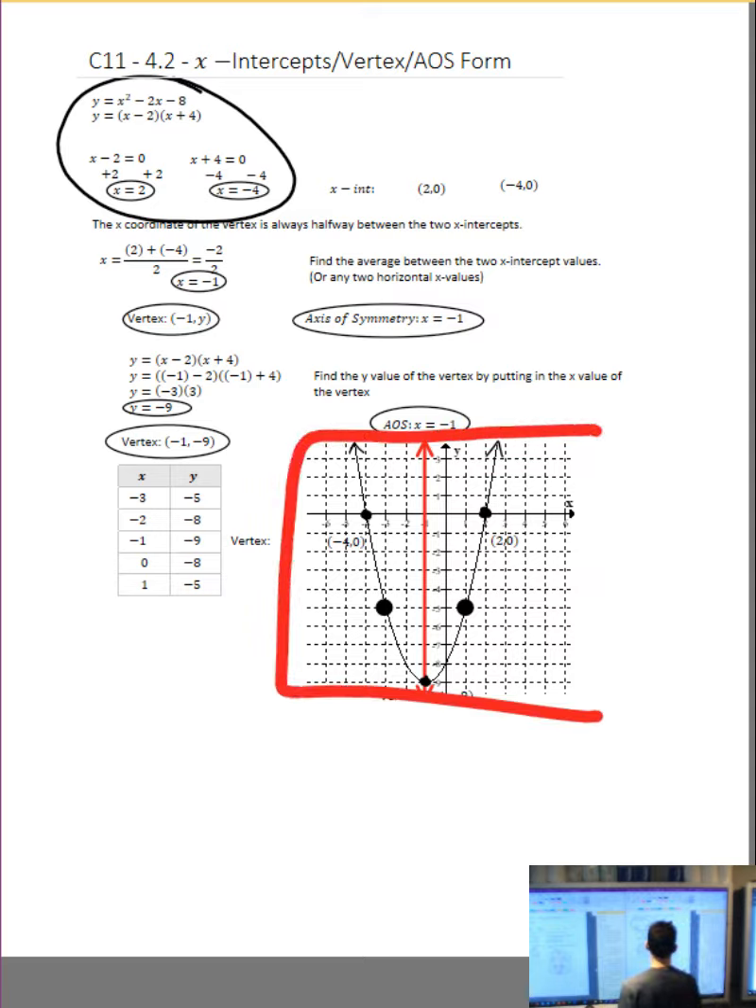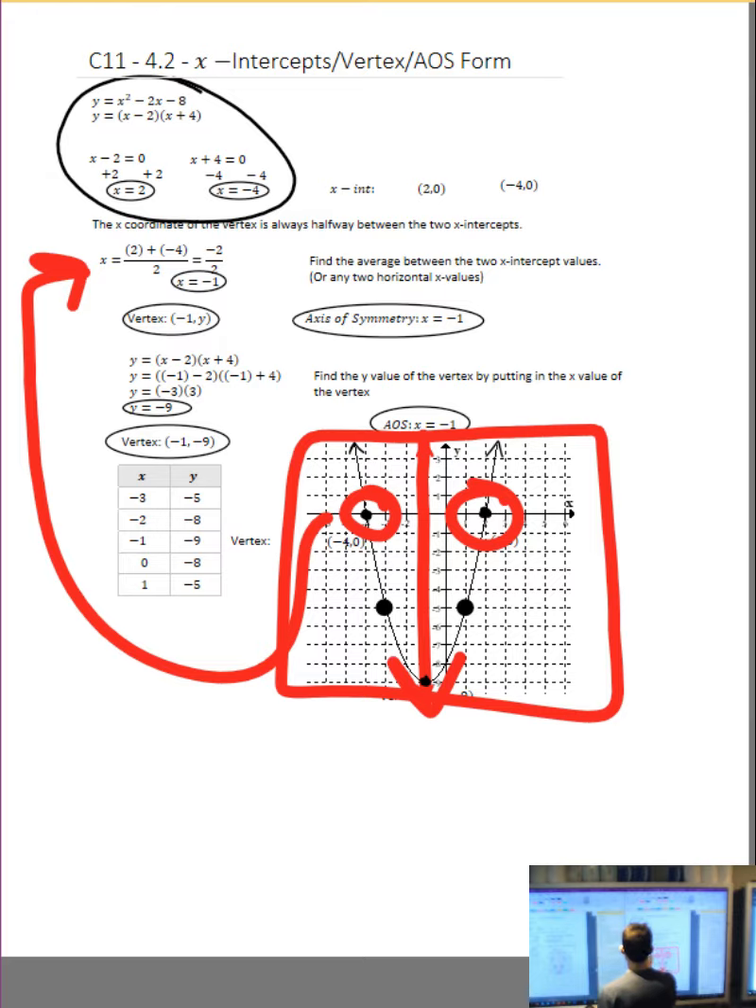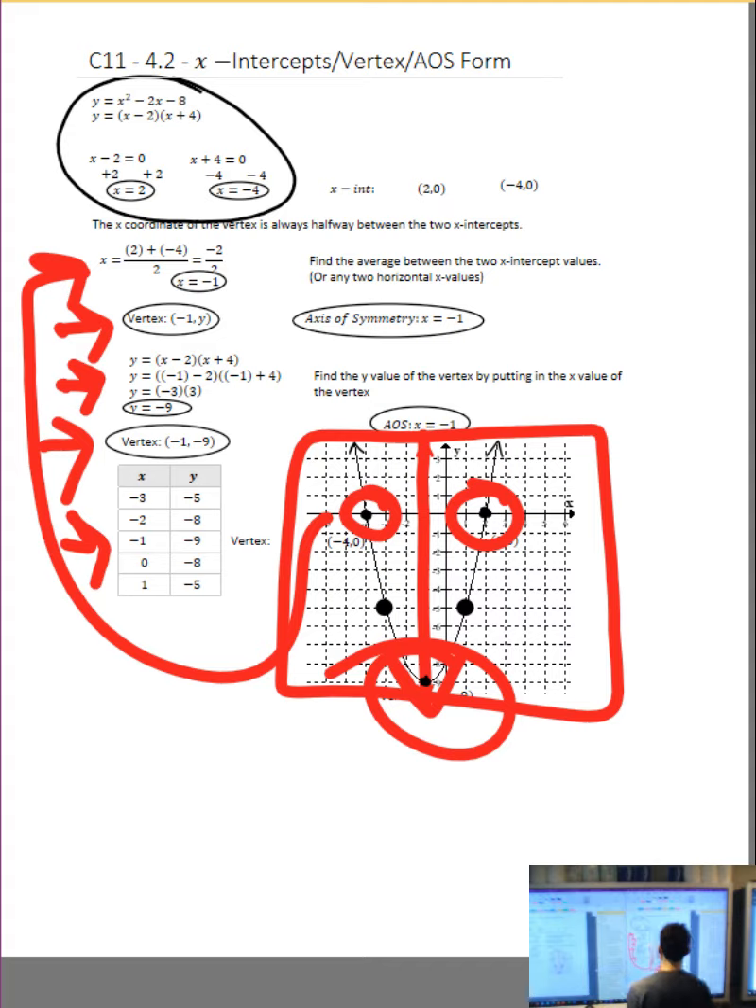Well, we find what the axis of symmetry is by doing the average of the two x values. Adding them up, dividing it by 2, getting the x vertex value, putting it in for x, like you would be doing into a table of values, figuring out what y is, getting your vertex. So remember, we can find the x value of the vertex halfway between two horizontal points, for example, x-intercepts.